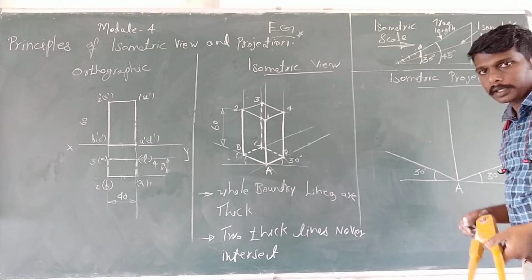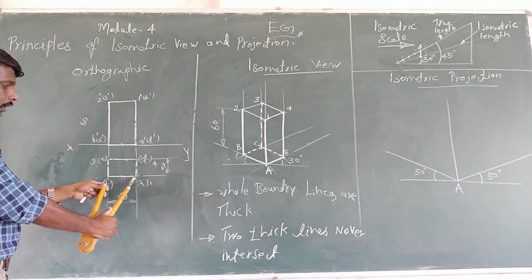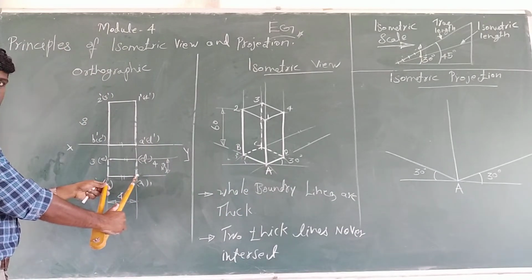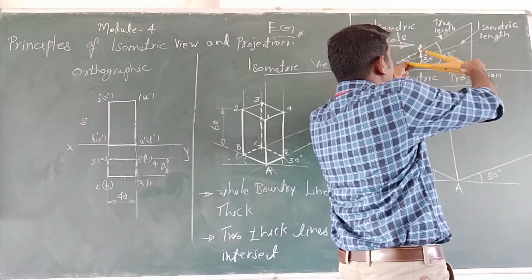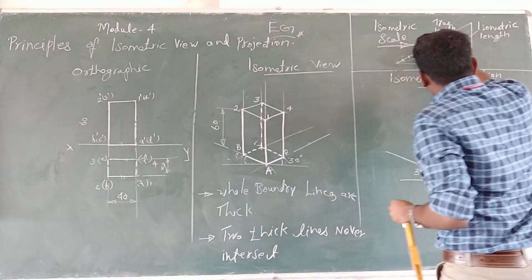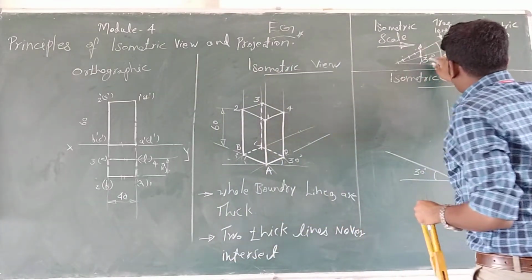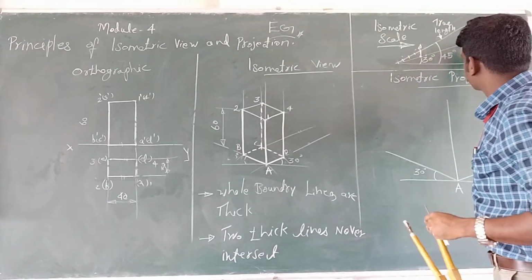How do we find the isometric length? First of all, take the actual length, that is the true length. Mark it on the true length scale, then draw a vertical line from the true length to the isometric length. This is the isometric length line.